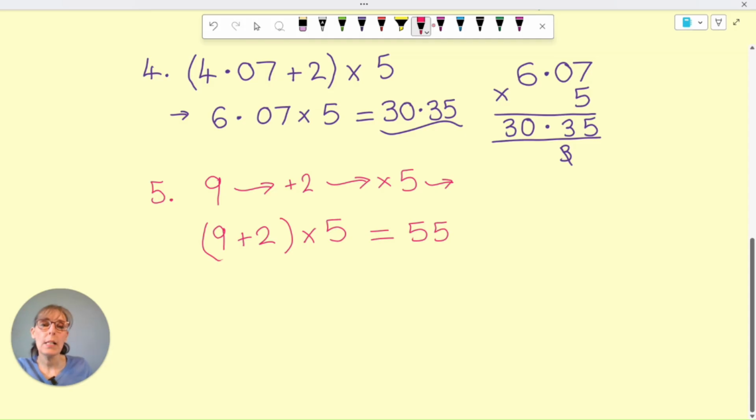Now, I've just put a little note to say this is how function machines work. You input a number, you follow the rules, and our rules were to add 2 first and then multiply by 5 second, in the order they are given.